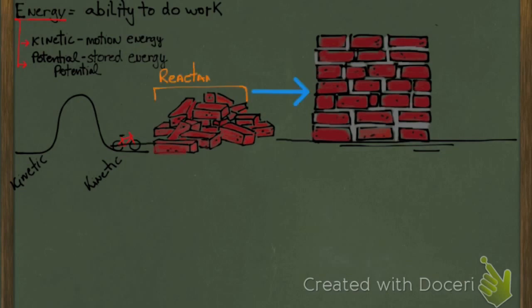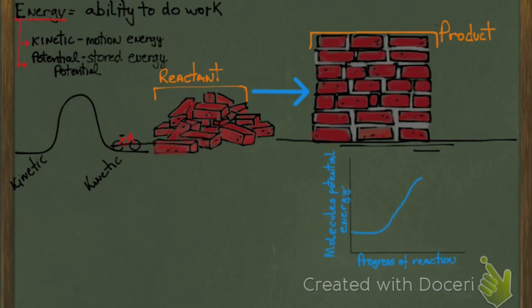Now, my pile of bricks is the reactant of this chemical reaction, and as it moves to the brick wall state, it becomes the product of that chemical reaction. The blue arrow here indicates the direction of the chemical reaction. So let's imagine what is going to be happening in this chemical reaction. On this graph, on the x-axis you have the progress of the reaction, and on the y-axis you have the molecule's potential energy.